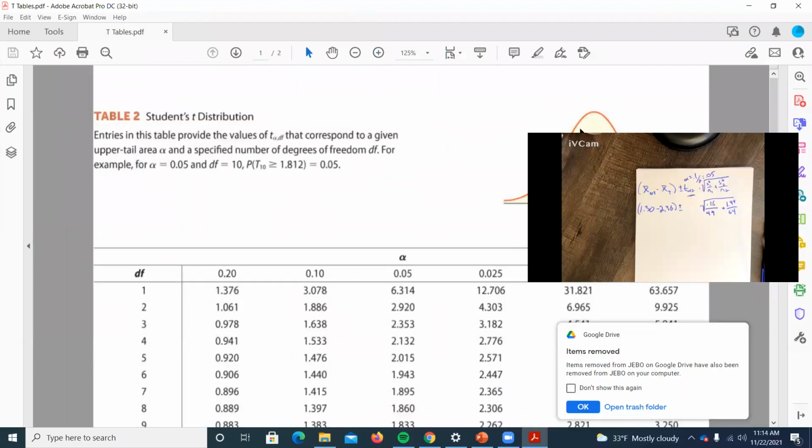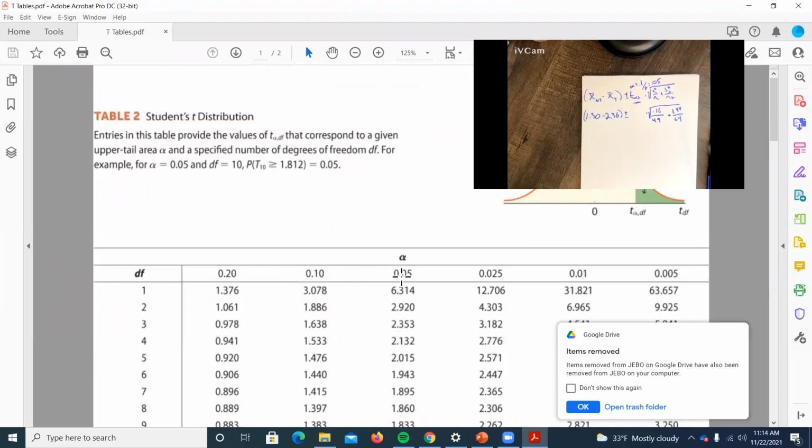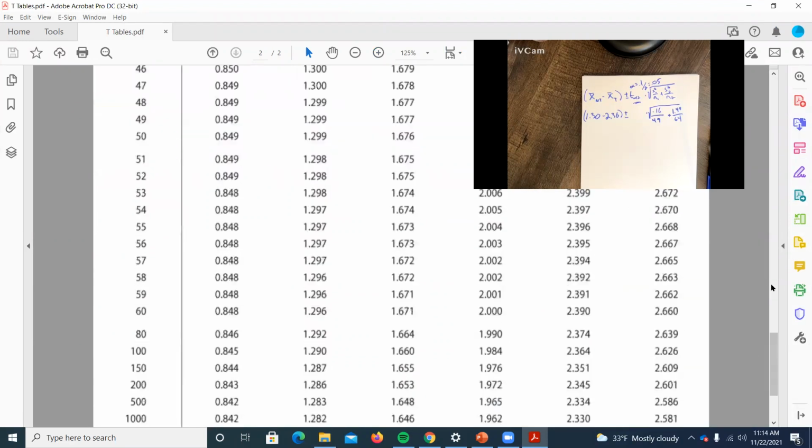So we wanted 0.05 and we had degrees of freedom of 80. So we're going to scroll down here. This is the 0.05 column. My degrees of freedom is 80. So 1.64, or no, 0.664 is my T value there.